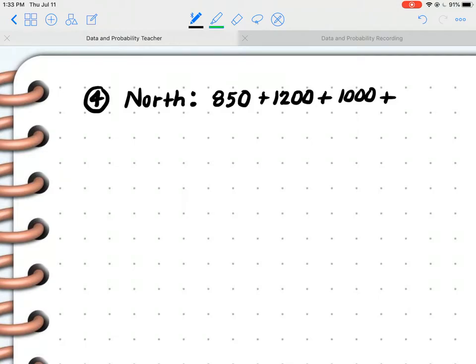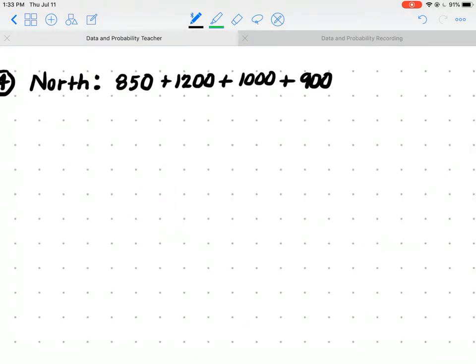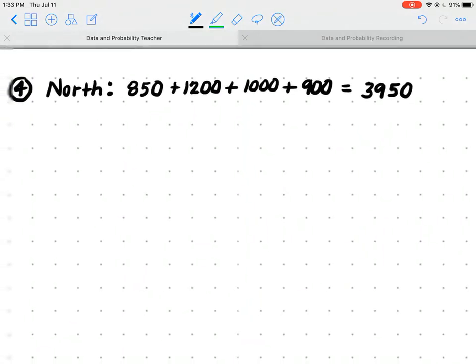And the blue bar for January is between 800 and 1,000, so I'm going to go with 900. And then on your calculator, let's add up these numbers. So 850 plus 1,200 plus 1,000 plus 900 equals about $3,950 for the North store.